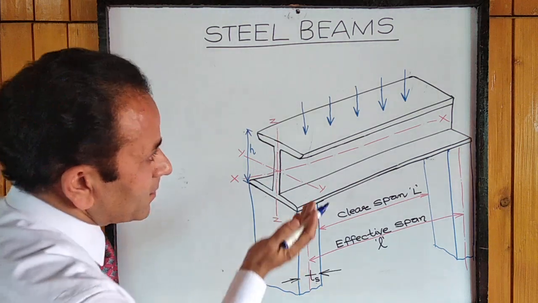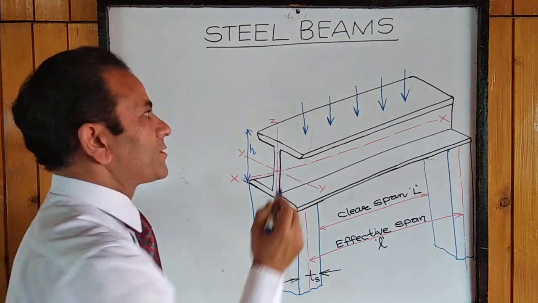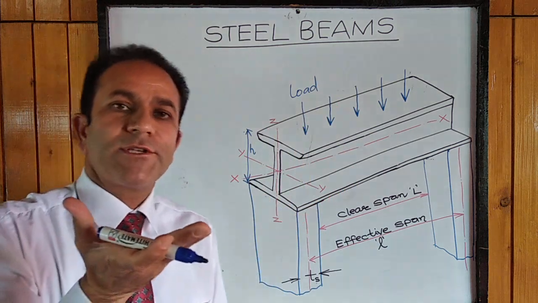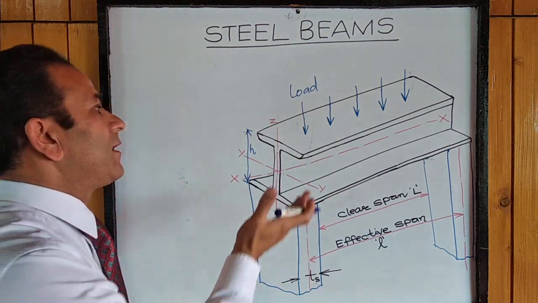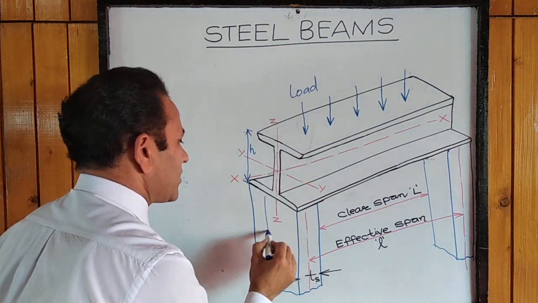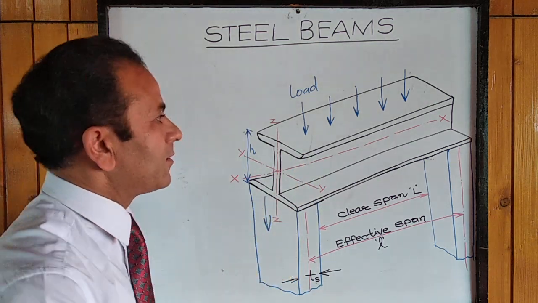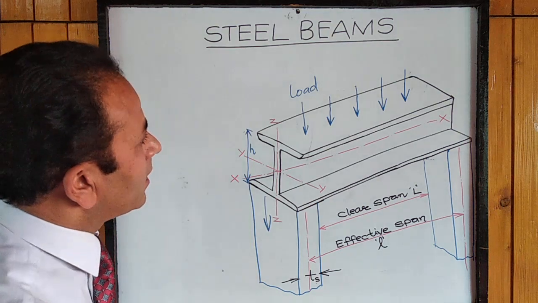The steel beam supports load from a slab. All the load of a slab is transferred to the beam, and in course it is transferred to the column below. It transfers it to the column which is supporting the beam.